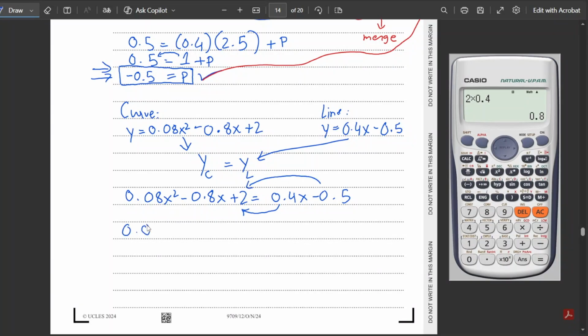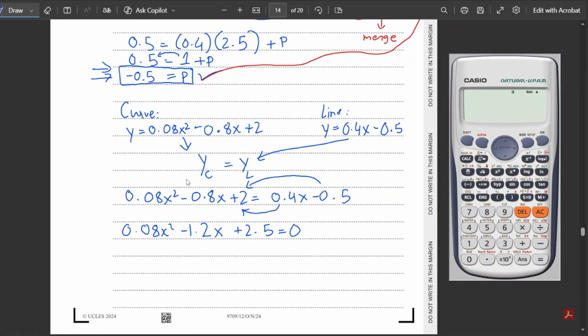So I get 0.08x squared, and then I'm going to get minus 0.8x, and the 0.4x goes to the left-hand side, so it's going to become a minus 0.4x, and they're going to solve out to give me minus 1.2x. Minus 1.2x, and then I'm going to have plus 5, plus 2, plus 0.5, so that's going to be plus 2.5. All of this is equal to 0.